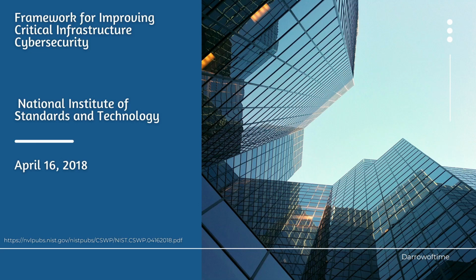Building from those standards, guidelines, and practices, the framework provides a common taxonomy and mechanism for organizations to, first, describe their current cybersecurity posture. Second, describe their target state for cybersecurity. Third, identify and prioritize opportunities for improvement within the context of a continuous and repeatable process. Fourth, assess progress toward the target state. Fifth, communicate among internal and external stakeholders about cybersecurity risk.